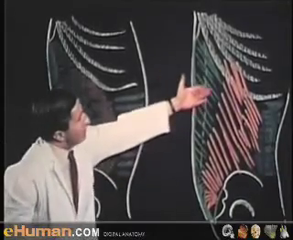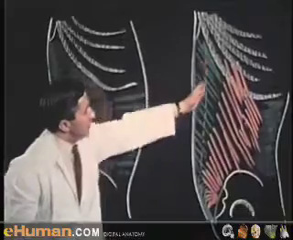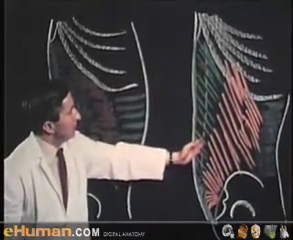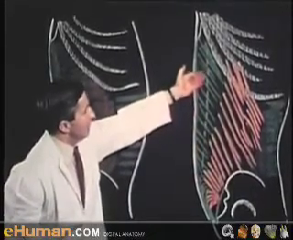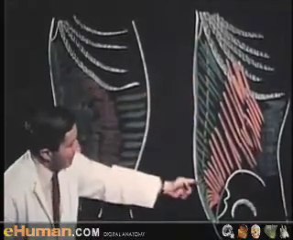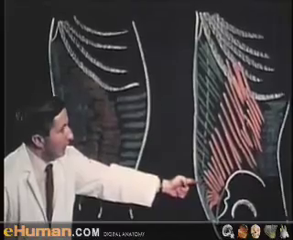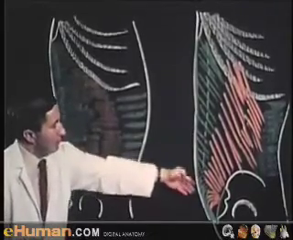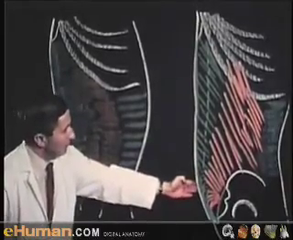Notice how the aponeurosis of the internal oblique splits at the lateral margin of the rectus abdominis, one part passing posterior and one part passing superficial to the rectus abdominis, until we reach the level of the anterior superior iliac spine, where the whole aponeurosis passes in front of the rectus abdominis.